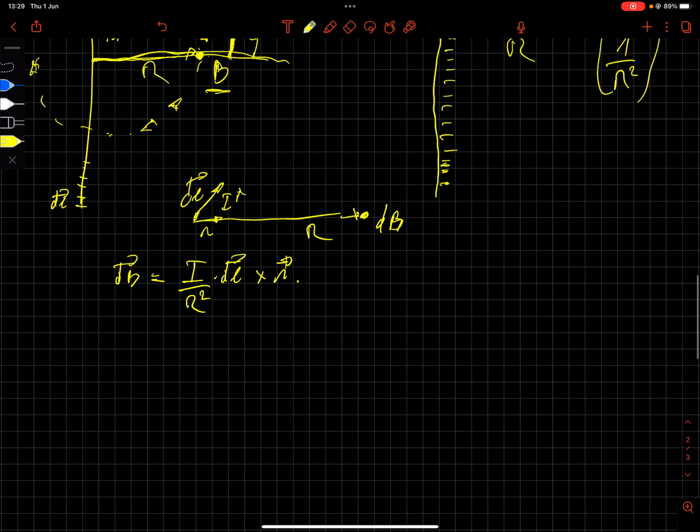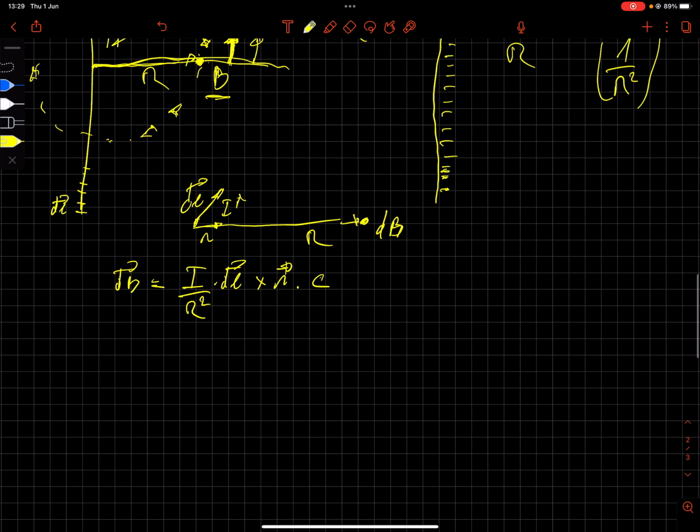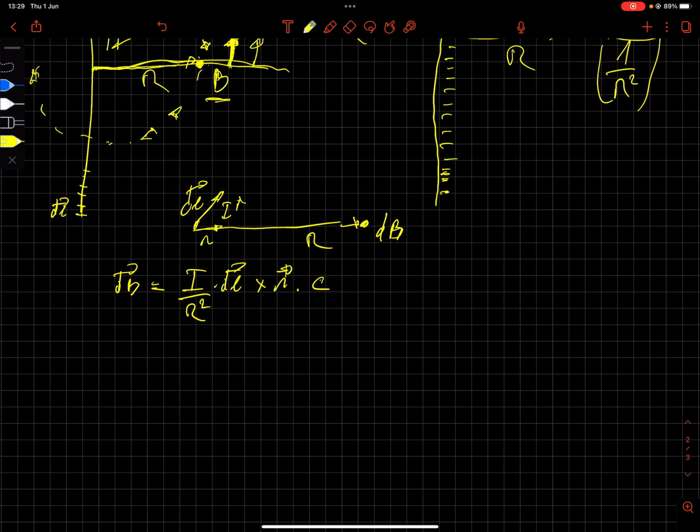And of course we need one more thing. We need one more constant here, and you're probably wondering why we need a constant. Actually, we need it to make things right. For example, the magnetic field will not be the same if we perform measurements in vacuum or in the air. And these constants can be derived by performing experiments. So it's mu divided by 4 pi.